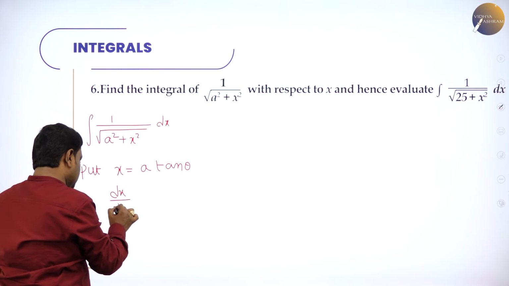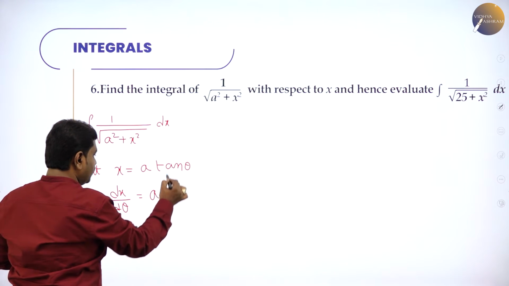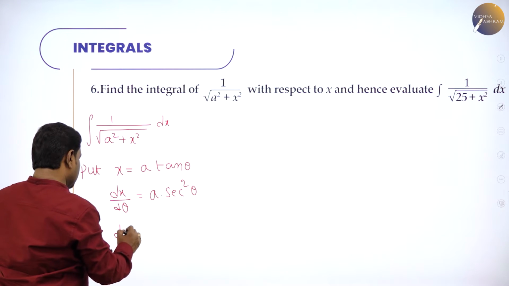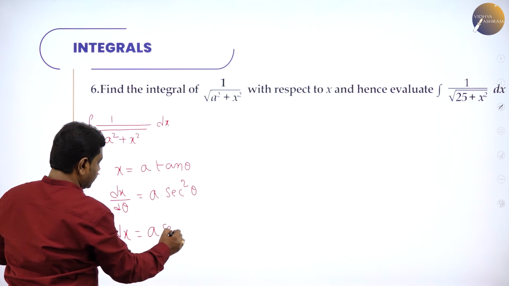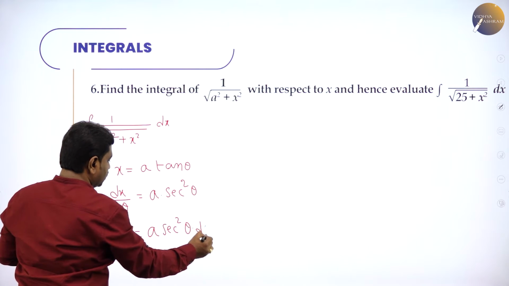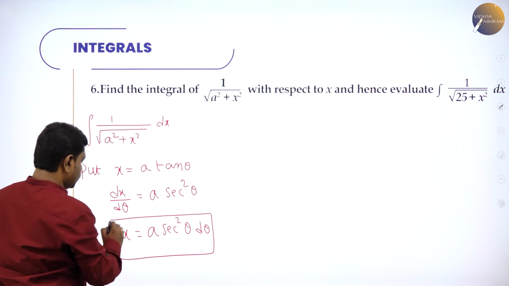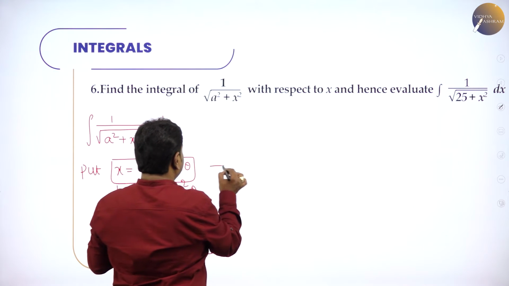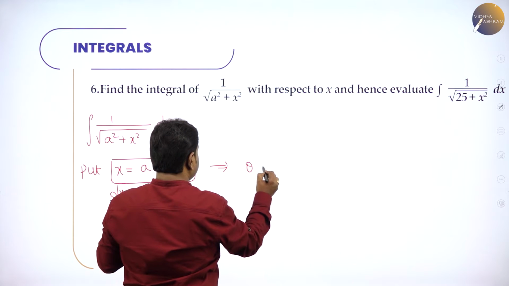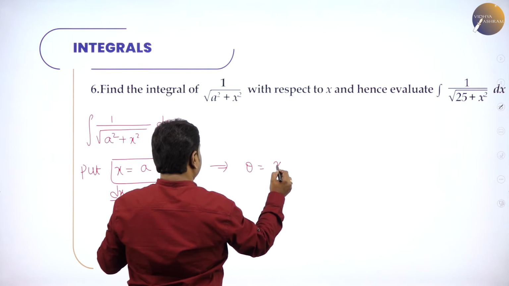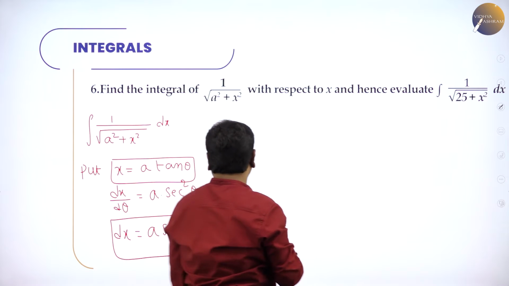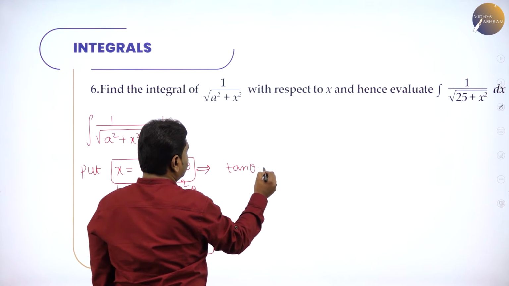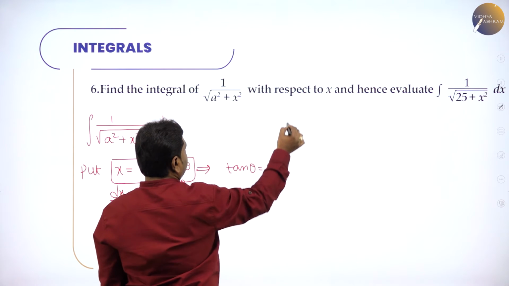So dx by d theta is equal to a, a is constant, derivative of tan theta is secant square theta. So now we need dx. So what is dx? A secant square theta into d theta. Now you got the dx value also. And you assumed the x value also. From this you get the value of theta: theta is equal to tan inverse of x by a. From this get the value of tan theta also. Tan theta becomes x by a. Further we'll see whatever is required.